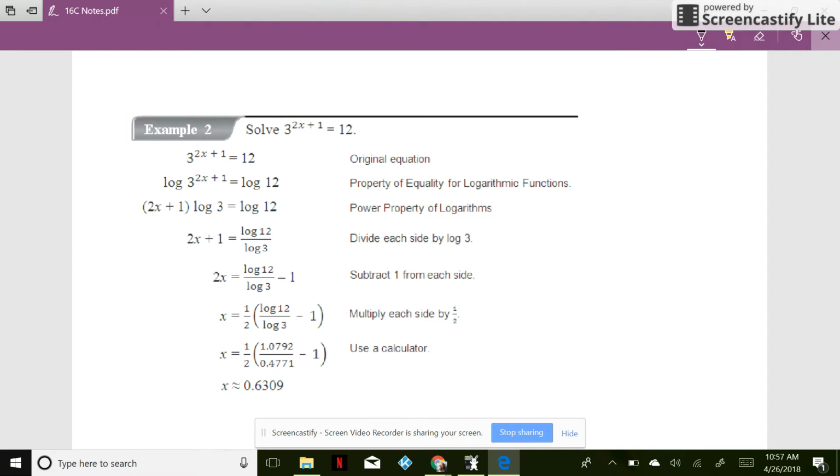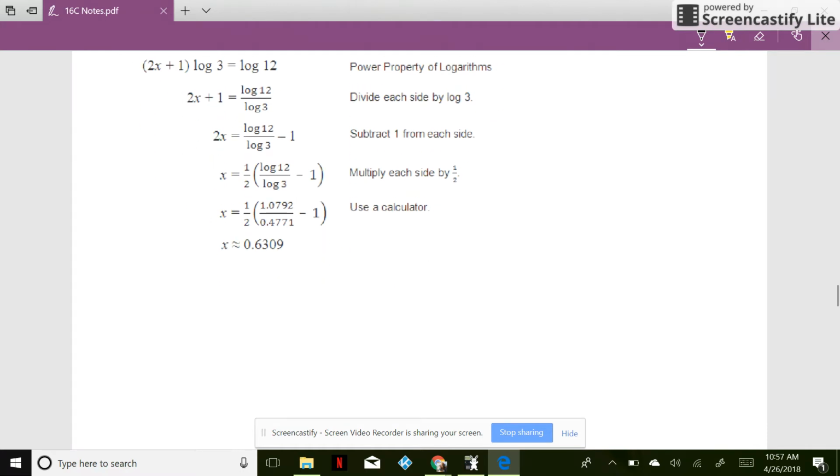So this example here, again, our variable is in the exponent, so we want to take the log of both sides. So then we can pull out that 2x plus 1, divide by log 3, subtract the 1, and then divide by 2 or multiply by 1/2 is typically the better thing to do since there's so much other stuff going on there. And then you can use your calculator to solve it.